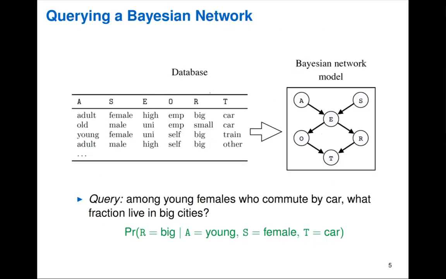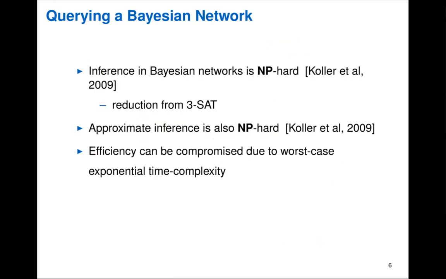In this paper, our aim is to efficiently process inference queries over a Bayesian network. For example, given a Bayesian network learned over a database, one query could be: among young females who commute by car, what fraction live in big cities, which can be cast as a conditional probability query. To answer such a query, we need to solve the inference task. However, let us first remind that inference in Bayesian networks is NP-hard, and even worse, approximate inference is also NP-hard.